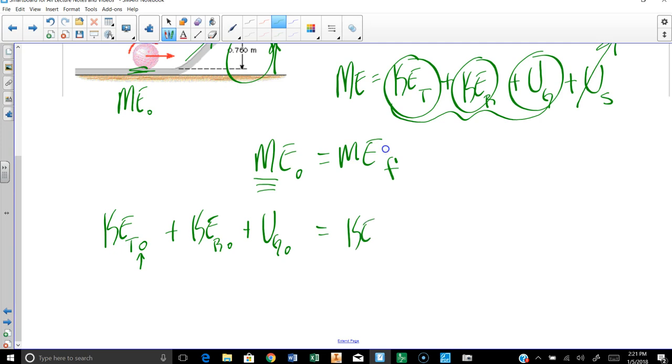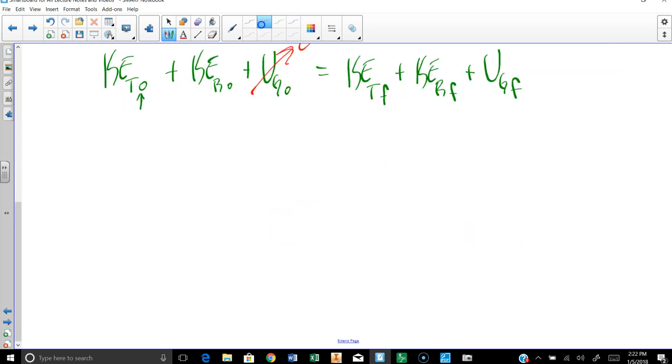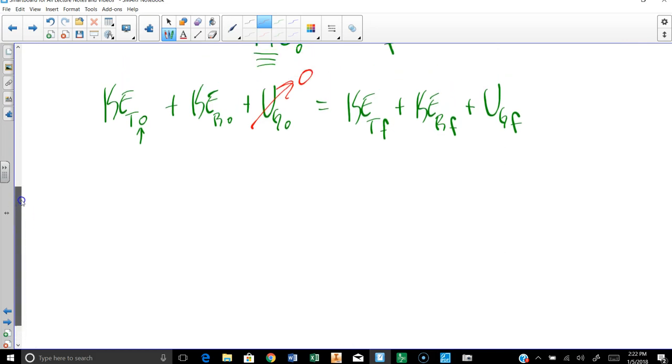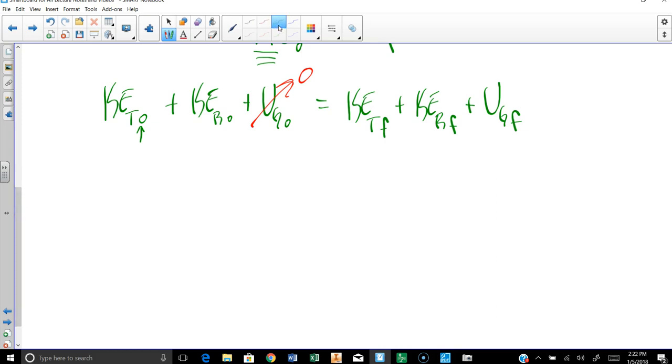equals the final translational kinetic energy plus the final rotational kinetic energy plus the final gravitational potential energy. Now, we will realize that we're going to have h equals 0 here. So this we can just take away and call it 0. But before we start plugging in other variables, velocities, omegas, I's, all the other stuff that we have to worry about, let's consider this a little more conceptually for a while longer.